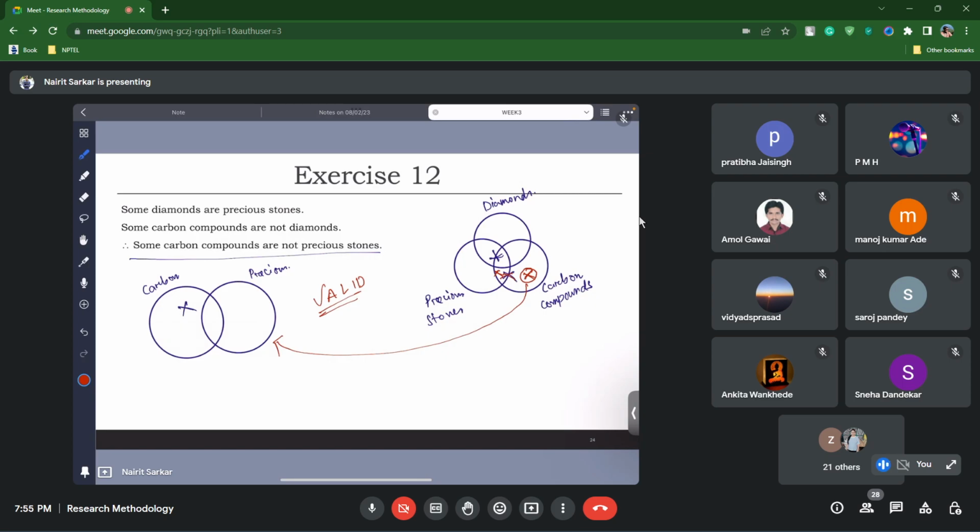So this is the last example. Is it okay for everyone? Anyone having any confusion regarding all the examples or anything?